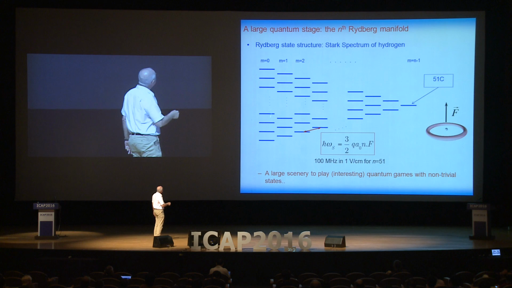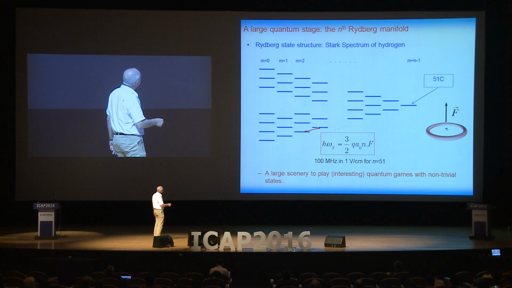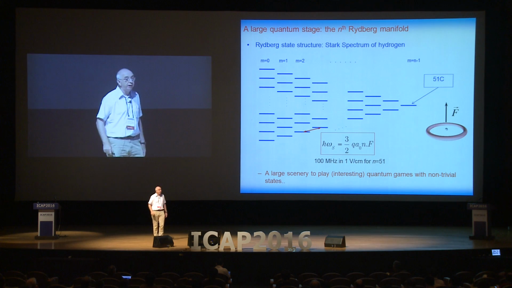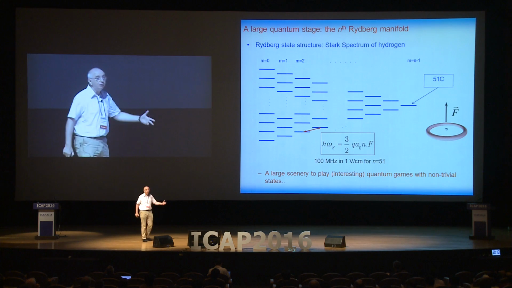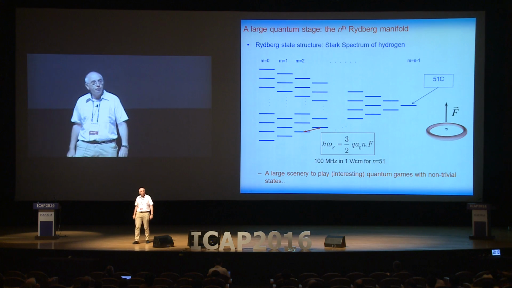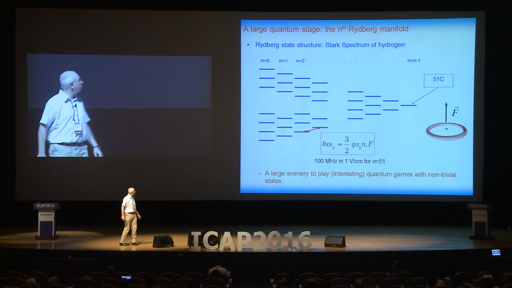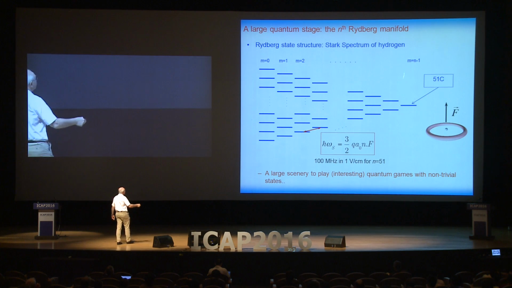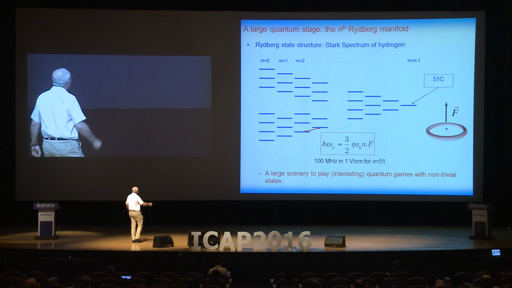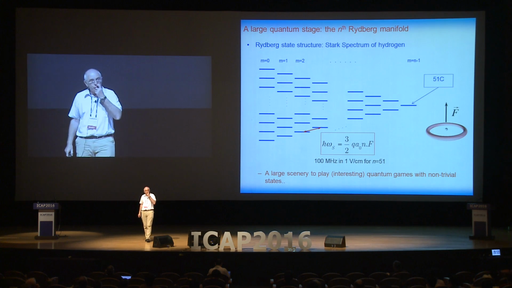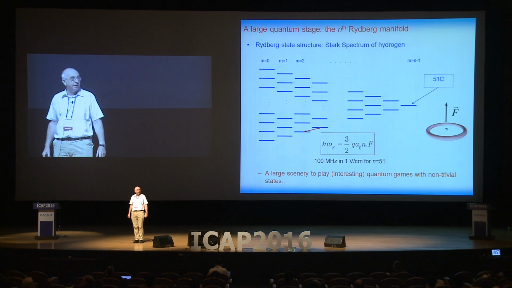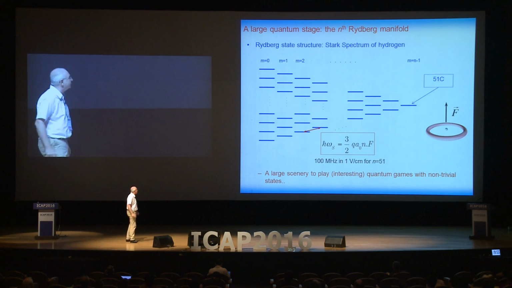And then you have n² of these levels, and all of them are equally spaced, separated by the Stark frequency, that is proportional to the principal quantum number and to the electric field, and to give a rough order of magnitude, is of the order of 100 megahertz in a 1 volt per centimeter field in a typical n=50 manifold. So we have a large scene here, 2,500 levels, such a large scene that we feared getting lost on it. It's as large as this scene here.